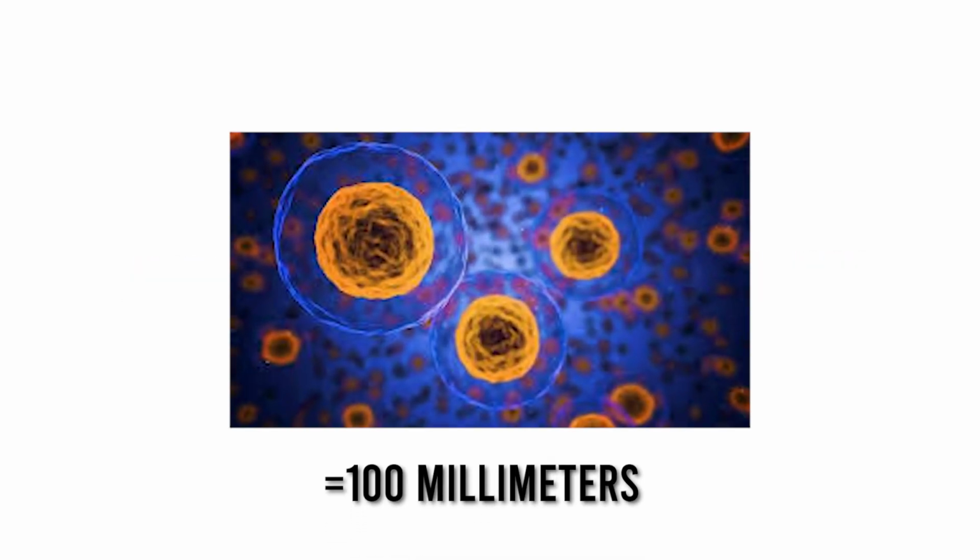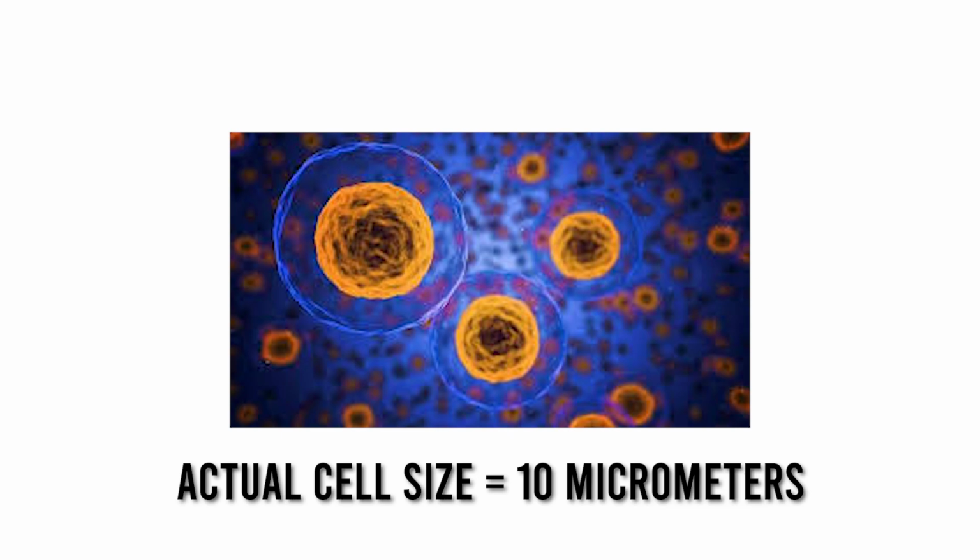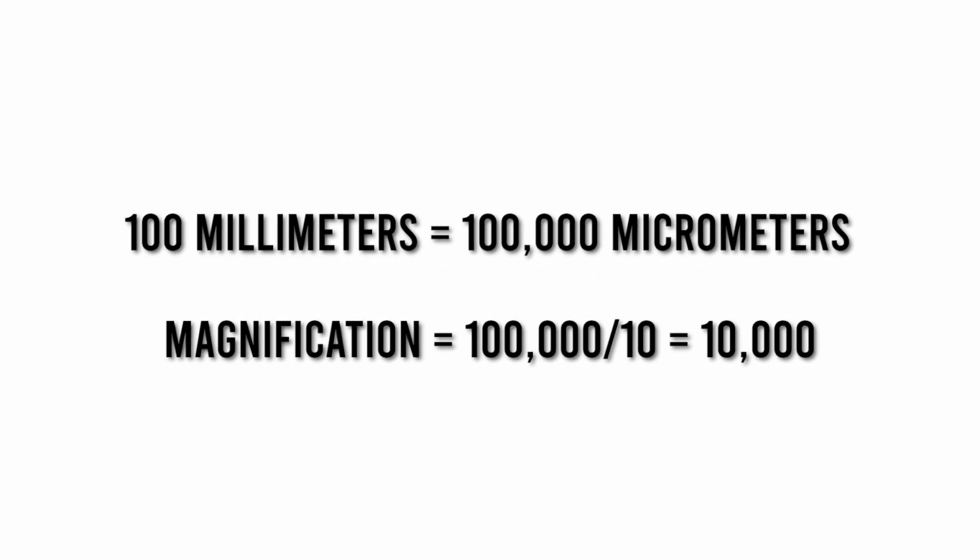Let's take an example. Suppose an image of a cell measures 100 millimeters and the actual cell size is 10 micrometers. First, convert units so they match. 100 millimeters becomes 100,000 micrometers. Magnification equals 100,000 over 10, which equals 10,000. So the magnification is 10,000 times.